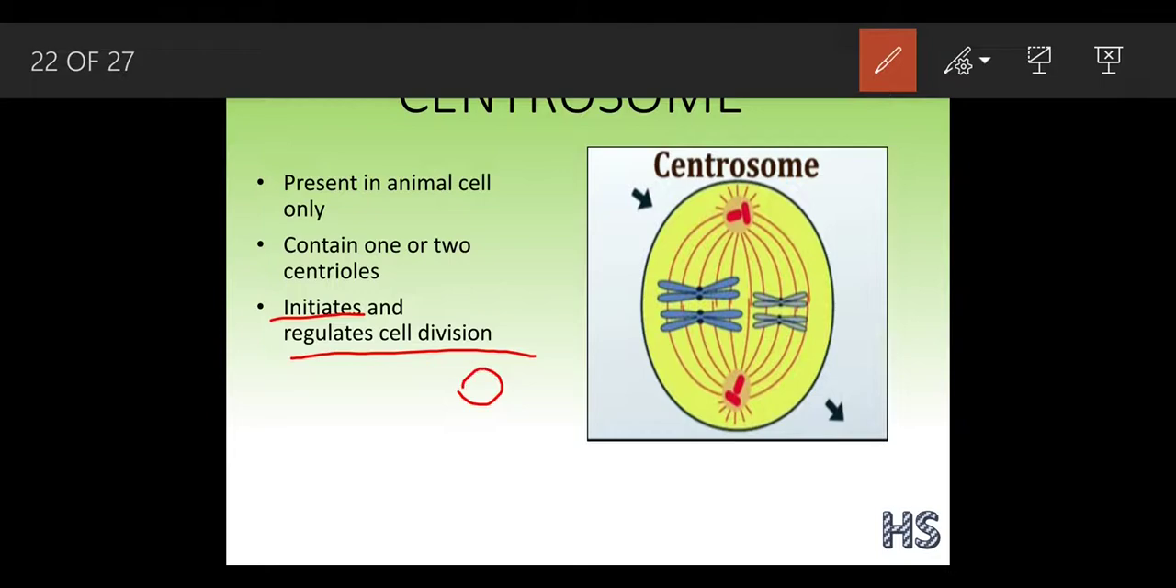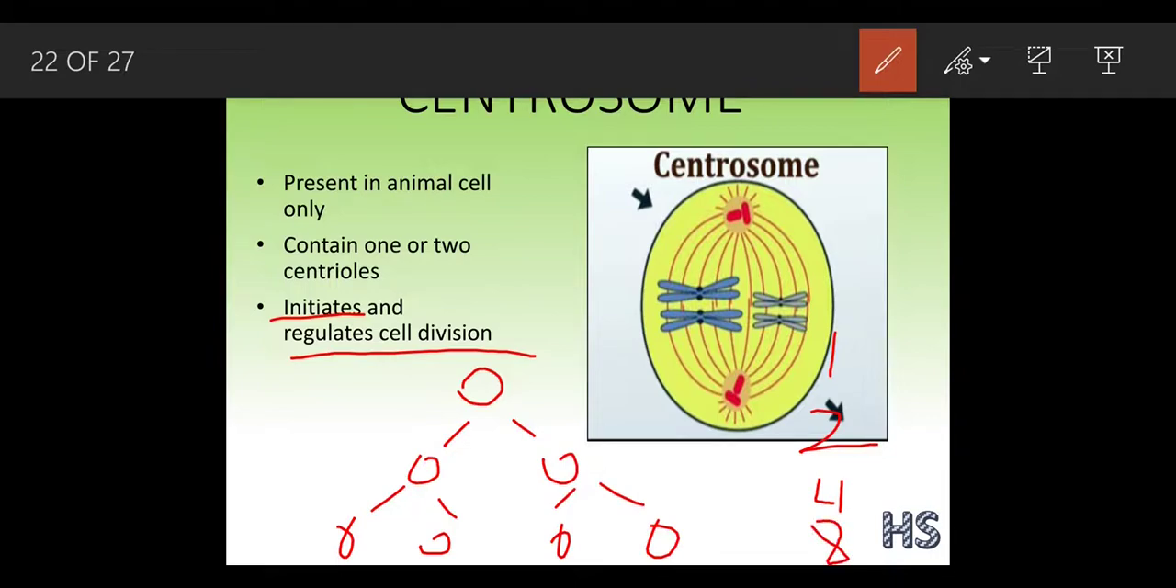Our cells die and get damaged. So these cells get converted into two. These cells get converted into two more, so it becomes 4. From one cell there was a production of 2, from 2 a production of 4, from 4 a production of 8. So these numbers were changing, right? From 1 cell we got 2, from 2 we got 4, from 4 we got 8. So this was the function of the centrosome, that it initiates the cell division.